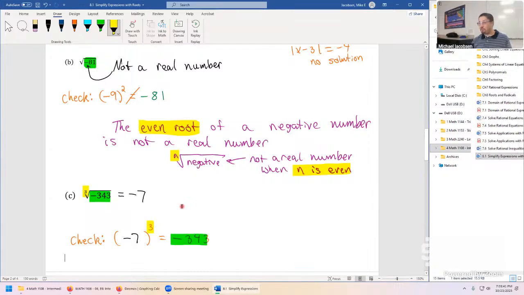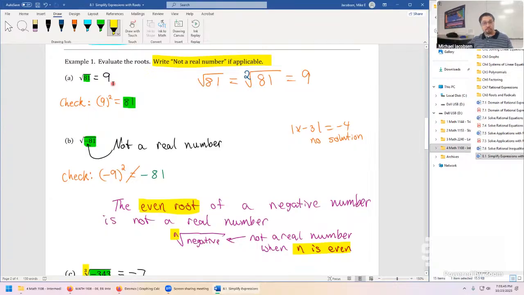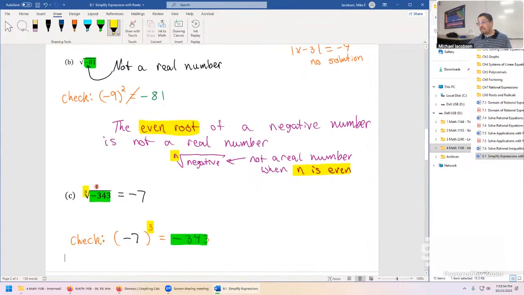Well, these are tricky problems already. If you look at part A, we got a principal root of just the positive 9. B is not a real number because the radicand is negative and the index is an even 2. And C is a real number. It has a unique solution of negative 7. It works out because the index is odd.